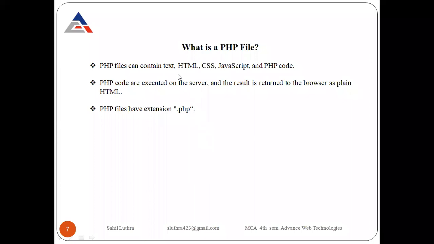The first thing is it contains text, HTML, CSS, JavaScript, and PHP code. After that, the PHP code is executed on the server, and the result is returned to the browser as a plain HTML file. After that, the extension of PHP is .php.